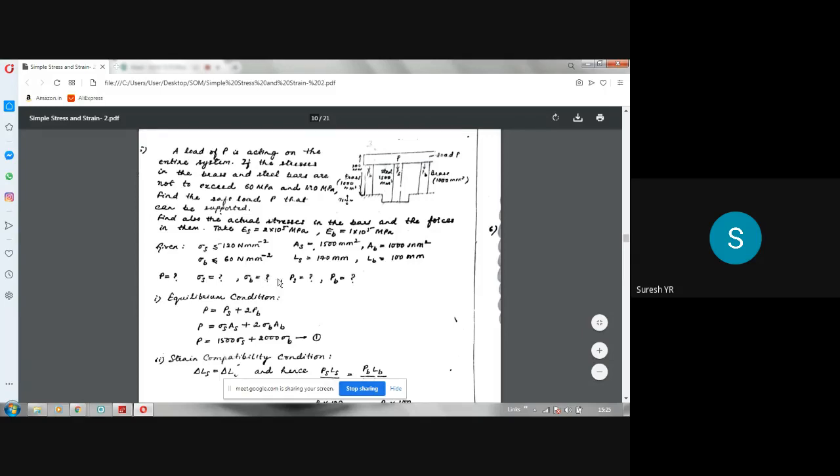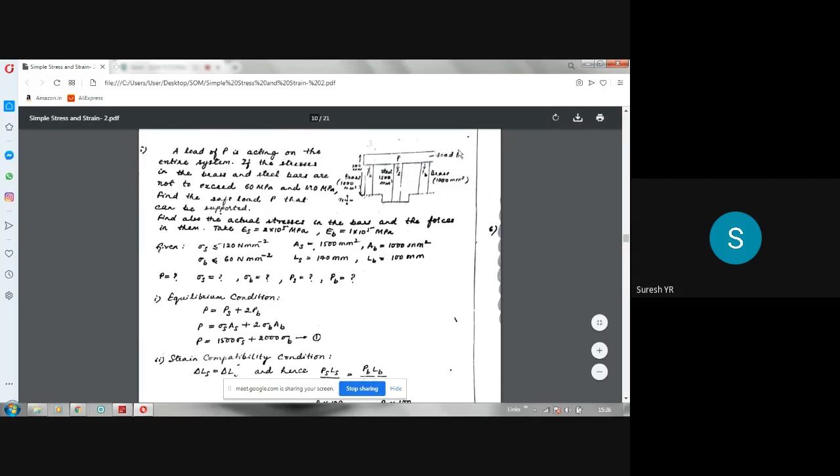Very important here is one condition: stress should not exceed 120 Newton per mm square in steel, and stress should not exceed 60 Newton per mm square in brass. That is the important thing here, and it is a difference between the earlier problem and this problem. The unknowns in this problem are: total load P, stress in steel, stress in brass, load carried by the steel rod, and load in the brass bar.